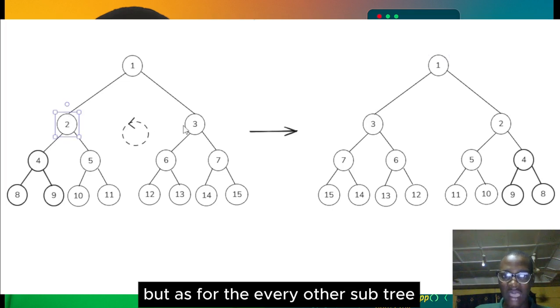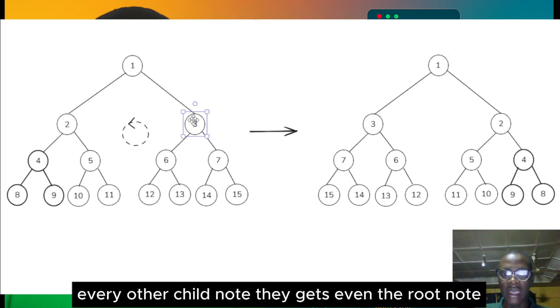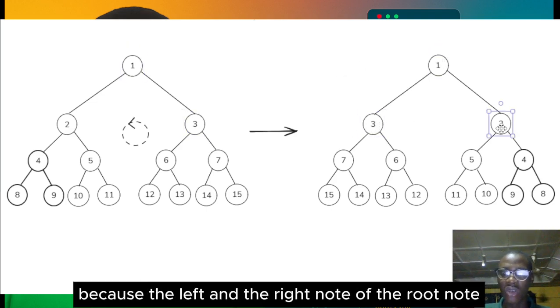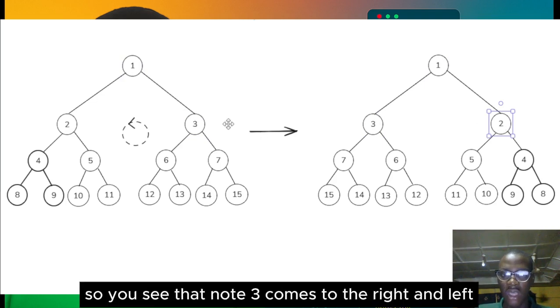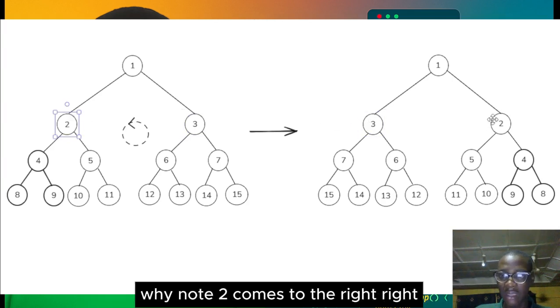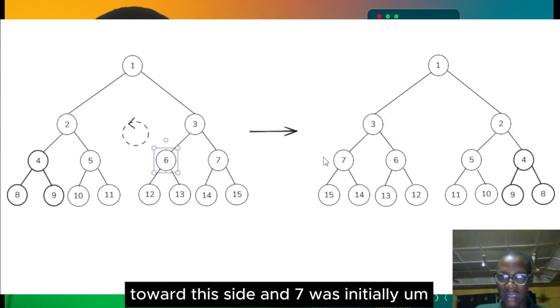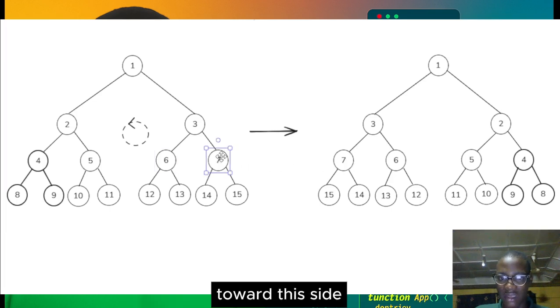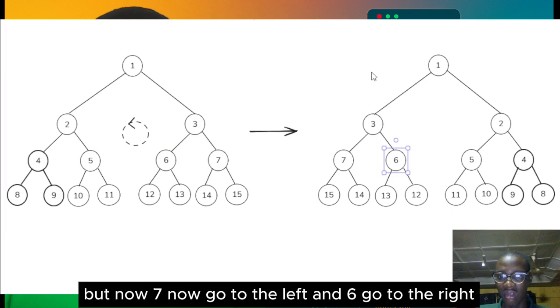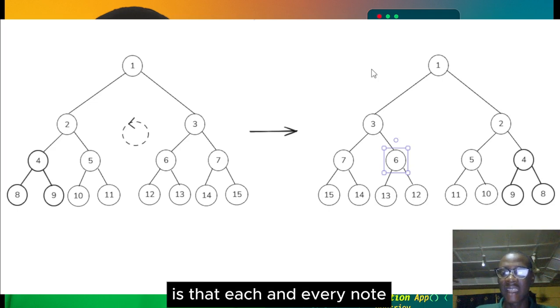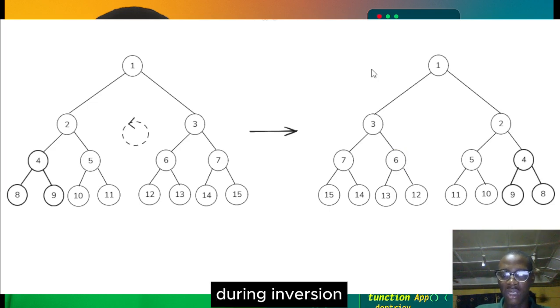It even happens to the root node, because the left and right children of the root node switch position. Node 3 comes to the left, while node 2 goes to the right. So it happens to every node. The same thing applies to node 3, where 6 was initially on this side and 7 on this side, but now 7 is on the left and 6 is on the right. So that's one foundational observation: each and every node has its left and right child switch position during inversion.